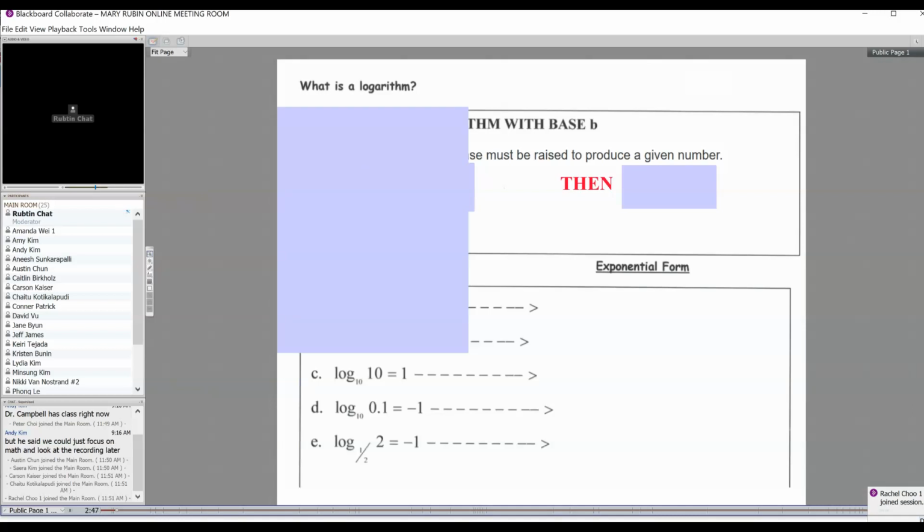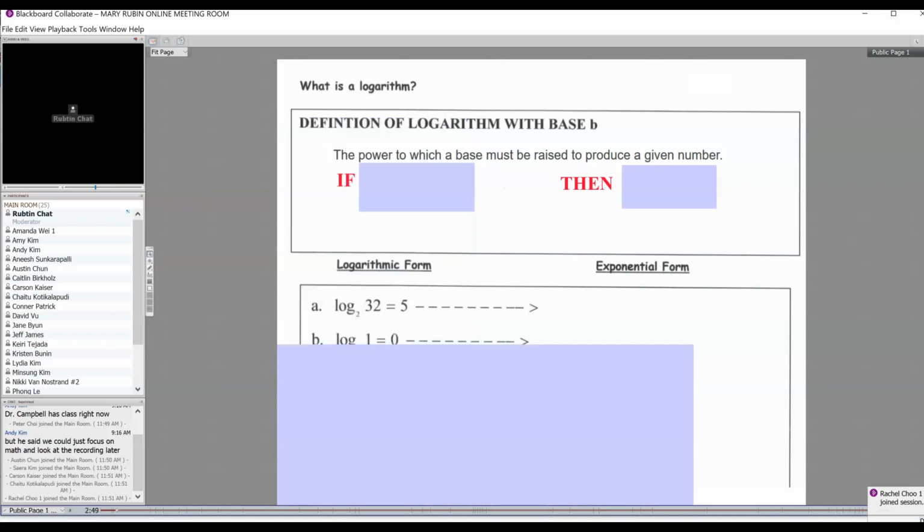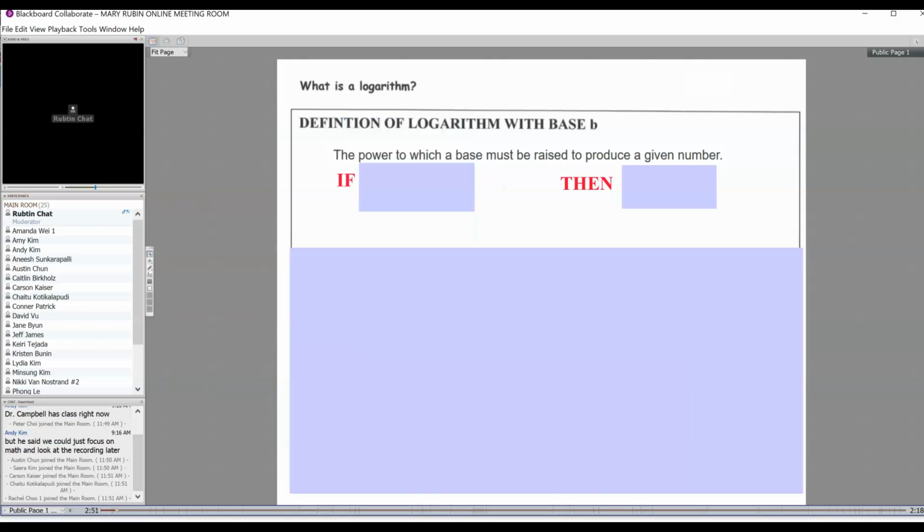If you could not move that, that would be great. Okay, maybe I moved it. I don't know. I don't think I did though.